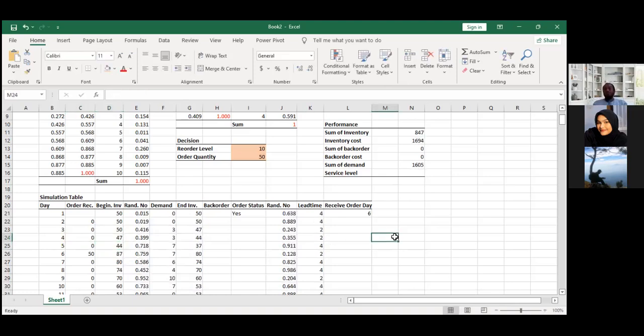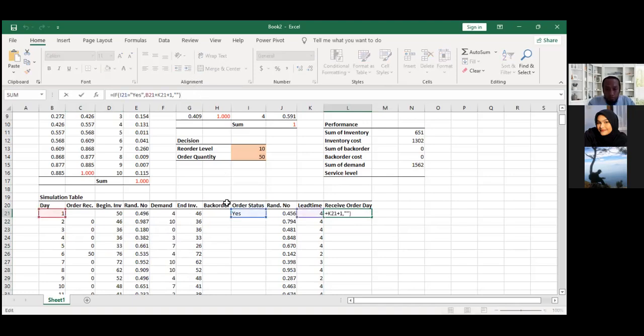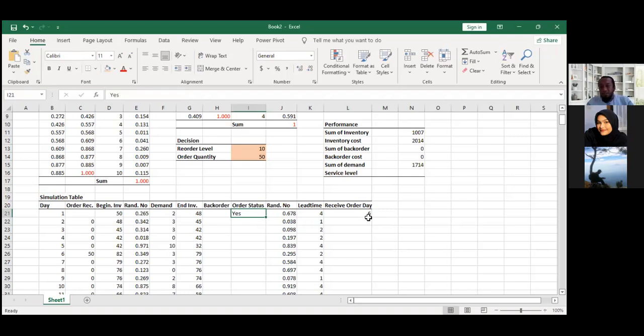Okay, so far, is there any question? No question. So for this one, also we can copy down. This one, order status. So why repeat order status? Random number, what is different? Order status is yes. I never repeat order status. Okay, just copy down.